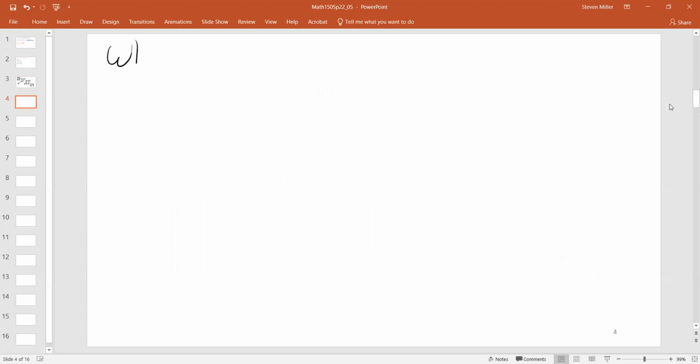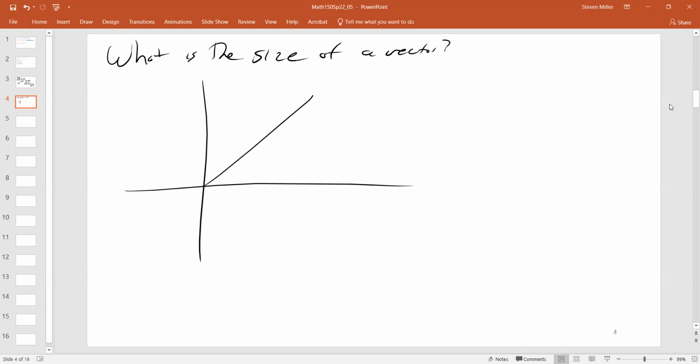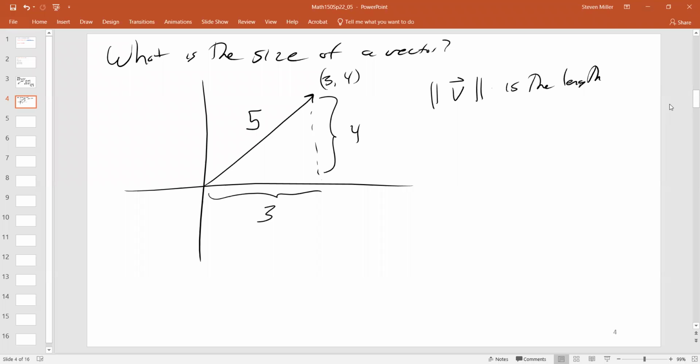So what is the size of a vector? So the standard vector to give you is, here's the vector (3, 4). This is the standard Pythagorean formula. So what this is saying is, I move over 3 units, I move up 4 units, and so the hypotenuse is 5. So I can figure out the magnitude of the vector. So I like to write double absolute value signs. ||V|| is the length of V.